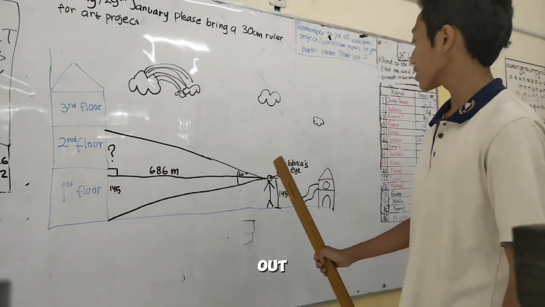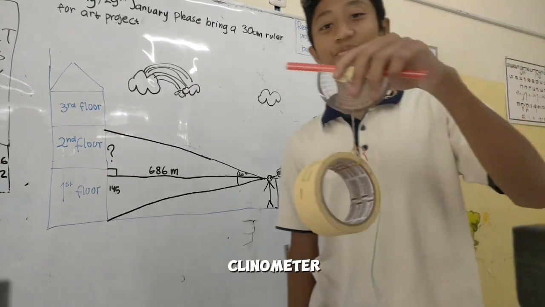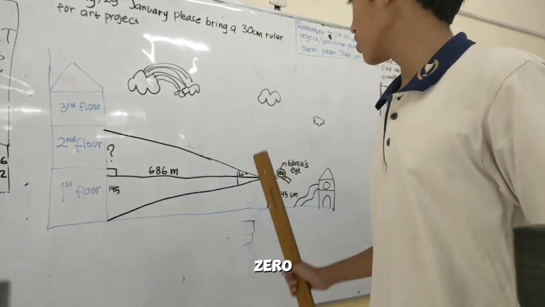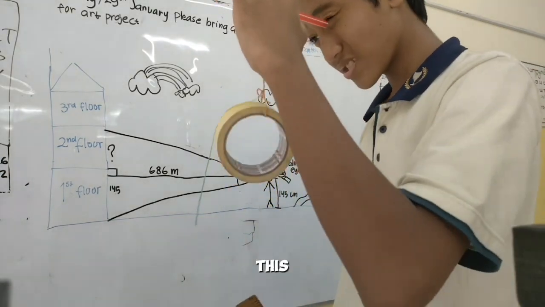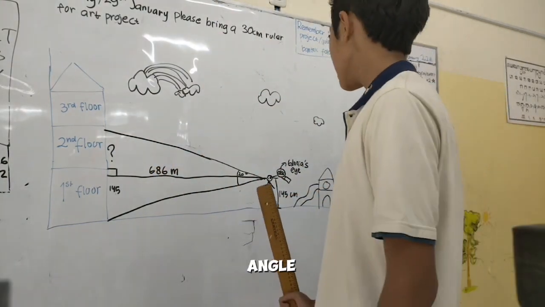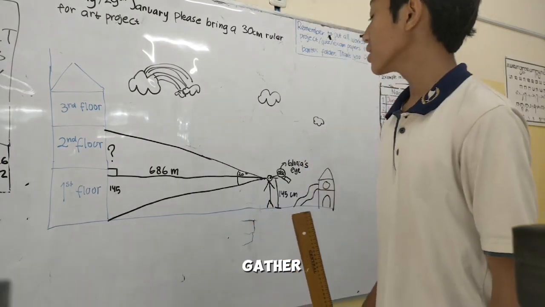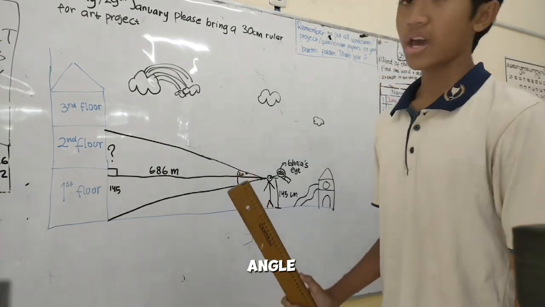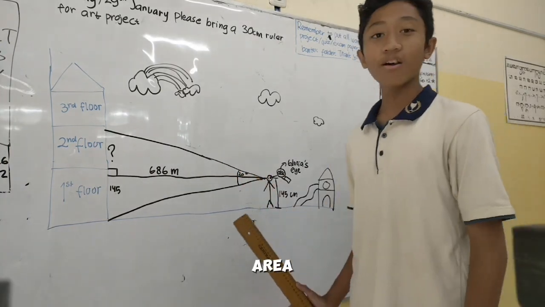Also, we can find out the angle by using this clinometer that we made. The first angle is 0, the starting point. And then after Gloria looks like this to the second floor, we can find out that the angle is 20 degrees. With all of this information that we gather, we can find out the elevation angle and the depression angle. Also, we can find out the area of the triangle.